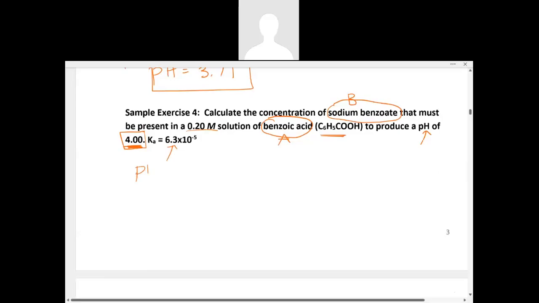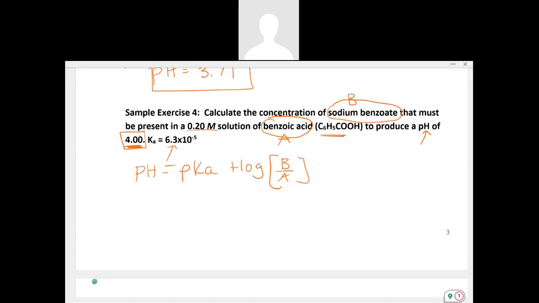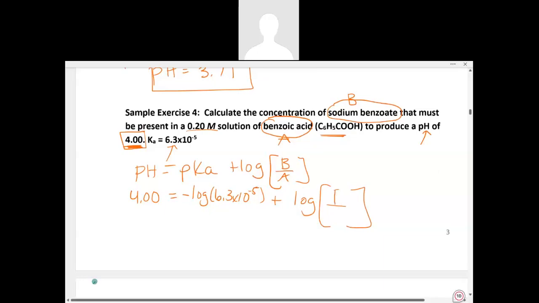So we can rewrite the Henderson-Hasselbalch equation down here, just so we can keep track of what we're doing, plus the log of our base over acid. Now I know pH is 4.00. I know pKa, which I can get from the negative log of 6.3 times 10 to the negative 5. Then we add the log of the ratio of base to acid concentrations. Sodium benzoate is my unknown, so I'm just going to call it B. My benzoic acid is 0.20 molar.